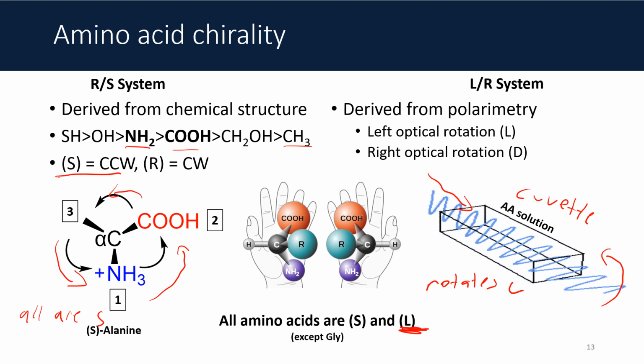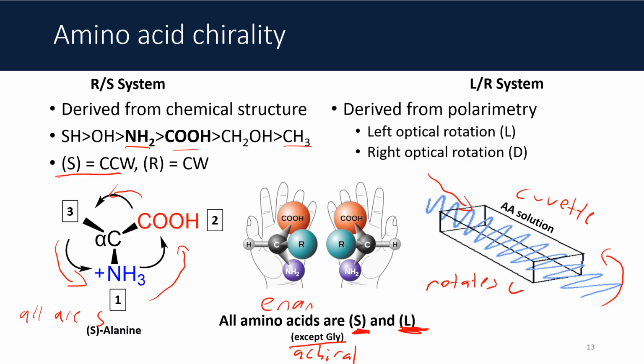I should also quickly mention that glycine is an exception because the R chain is also hydrogen, which means we have an internal plane of symmetry and we lose all handedness. So glycine is achiral, but everything else is S and L, enantiopure.